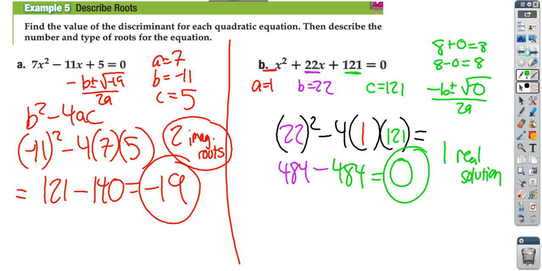Alright, that is the quadratic formula. It's negative b plus or minus the square root of b squared minus 4ac. It's an important formula that's used a lot in algebra, and it's good to know it.